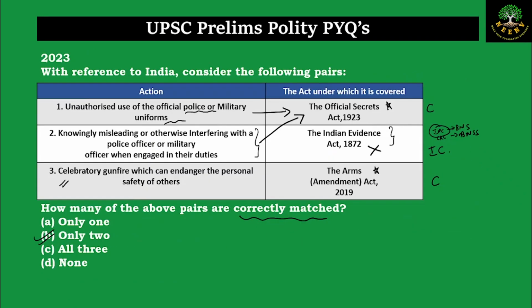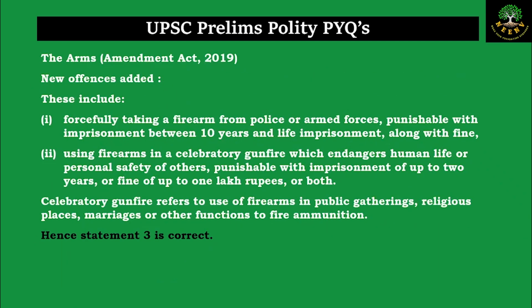Now coming to statement number 3 regarding the Arms Amendment Act. In the Amendment Act of 2019 to the Arms Act, the following new offences were added and made penalized. The first one being, if you are forcefully taking a firearm from a police personnel or an armed forces personnel, you will be punishable with imprisonment up to 10 years or with life imprisonment along with a fine.